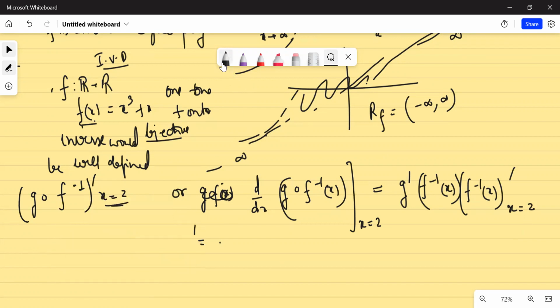Yes sir. Sure, Harshit? Is it making sense? If nothing is making sense, please ask. And all of these you have to evaluate at x equal to 2. Remember, all of these things you have to evaluate at x equal to 2.